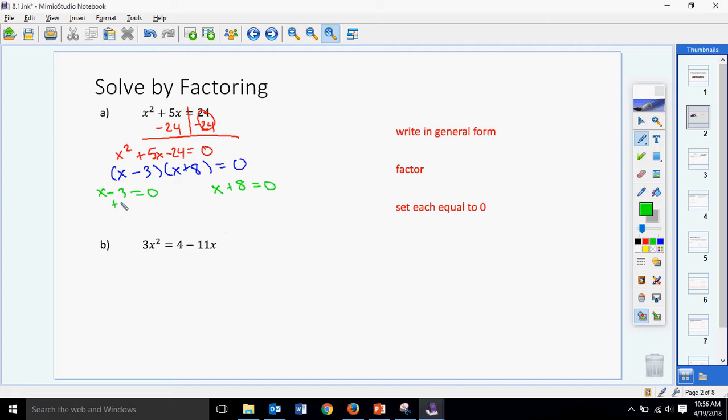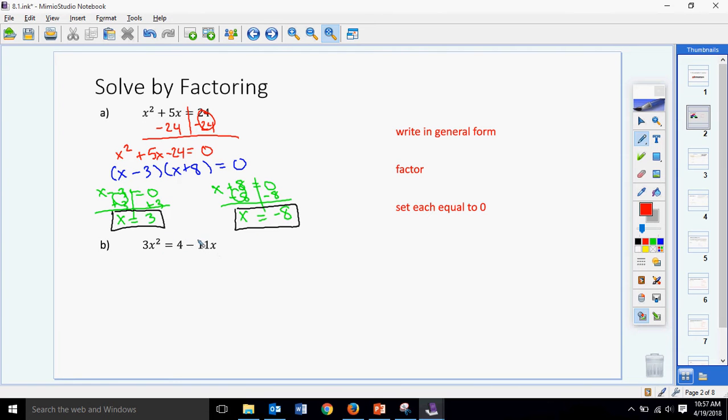So I'm going to solve each of these equations. I'm going to add 3 to both sides. Those cancel and I get x equals 3. Over here I need to subtract 8 on both sides, and I get x equals negative 8. So quadratic equations are typically going to have two solutions. So one of these solutions is 3, and the other is negative 8.